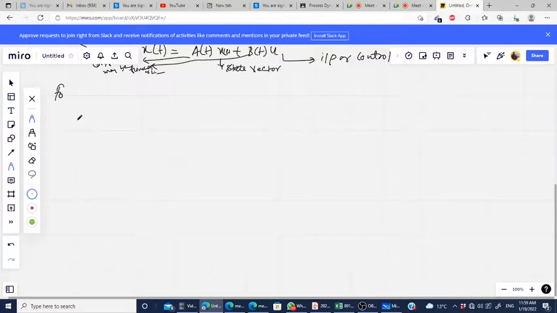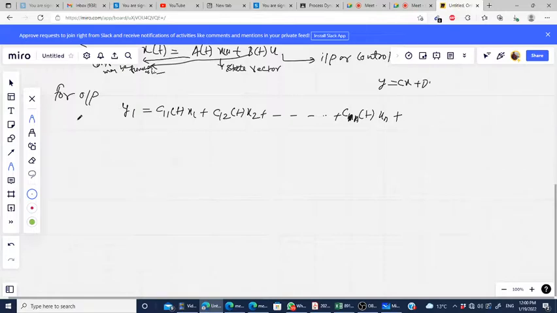Now for the output side, you can write y1, y2, y3, up to the ym outputs. So you know y is equals to Cx plus Du, so you can write y1 is equals to c11(t) x1 plus c12(t) x2 plus up to c1n(t) xn plus, what is the coefficient for the u? Y is equal to Cx plus Du. Yes, very good. So d11(t) u1 plus d12(t) u2 and so on up to d1r ur.